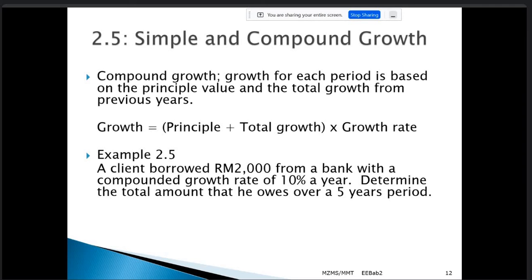It's not compounded growth. But for compounded growth, an example is ASB. ASB is compounded growth. Okay, the longer you put it, the more you will get.